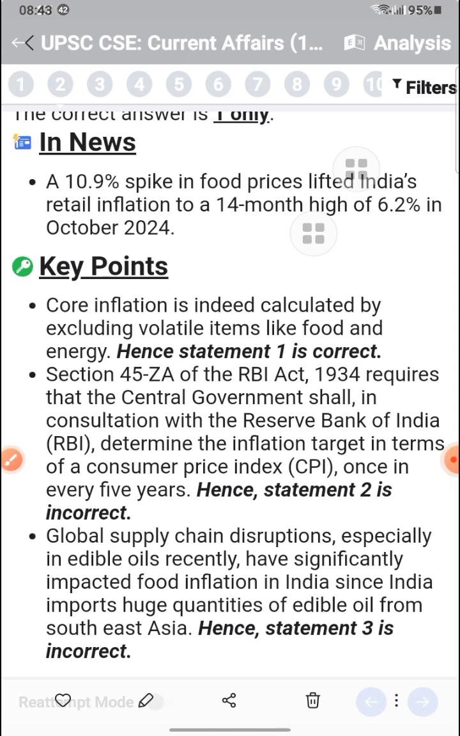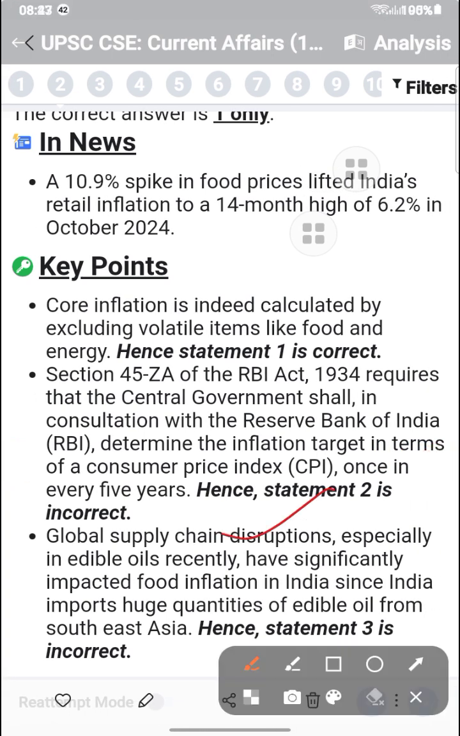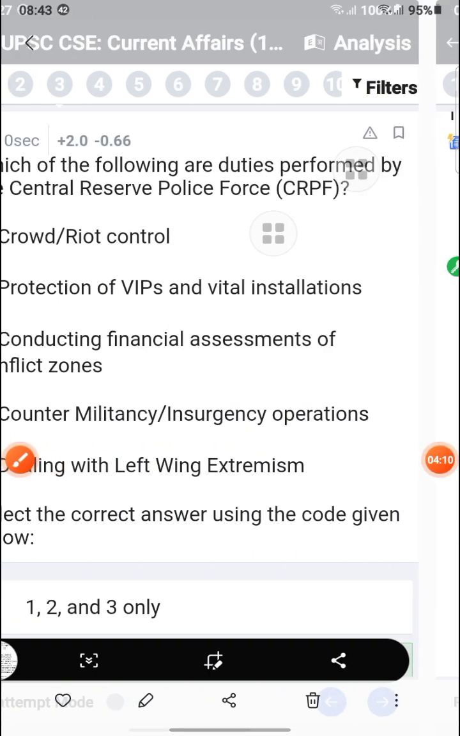Actually, global supply chain disruption, especially in edible oil, has recently significantly impacted food inflation. Since India imports huge quantities of edible oil from Southeast Asia, most of the food is imported from Southeast Asia. Okay, now what is next?